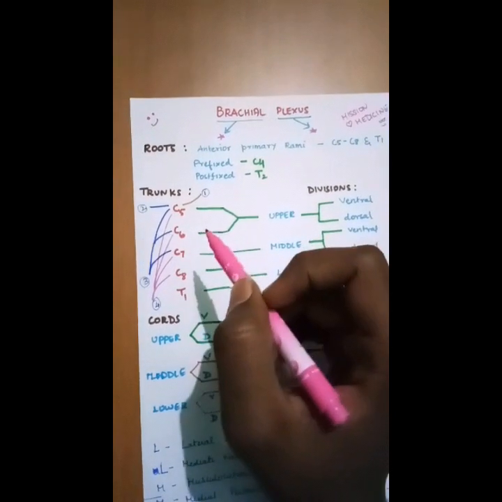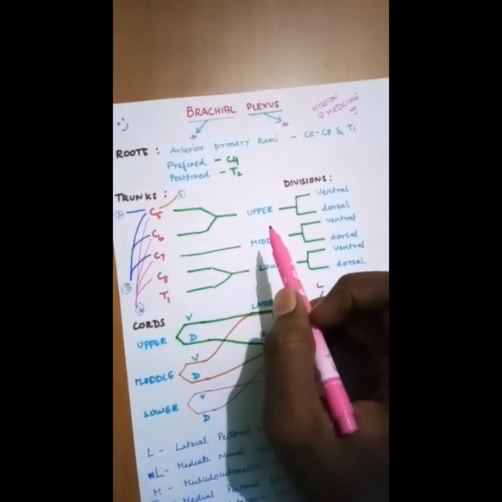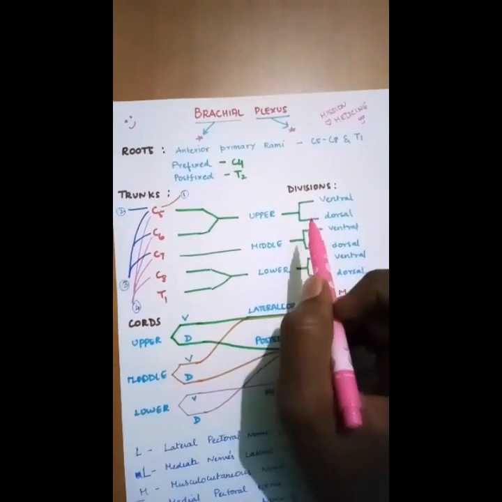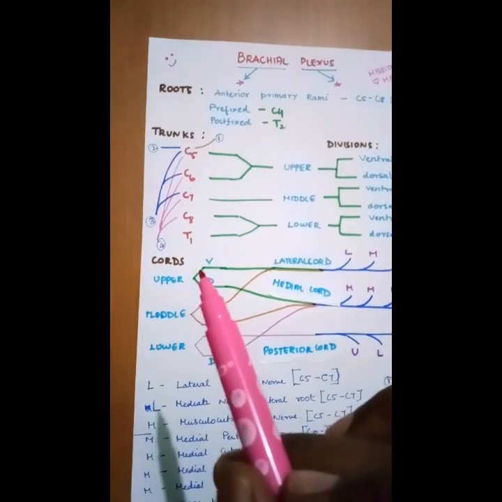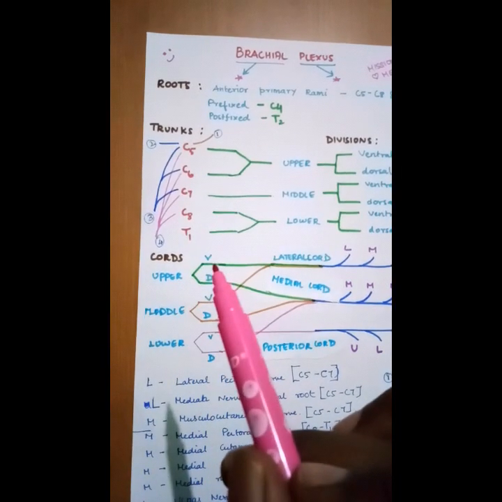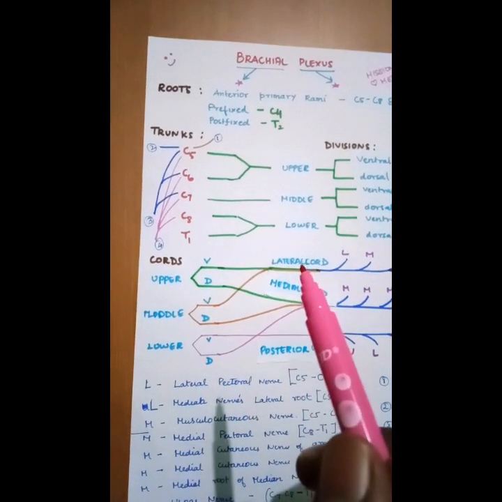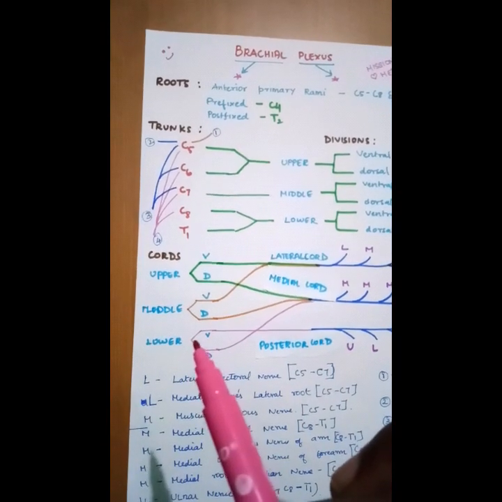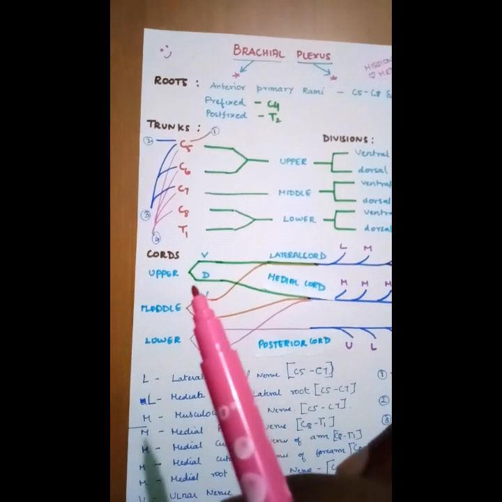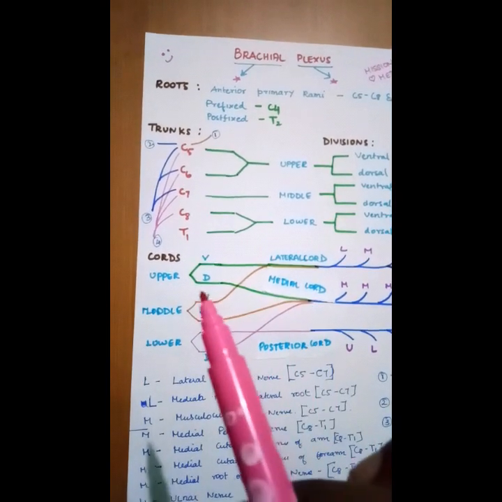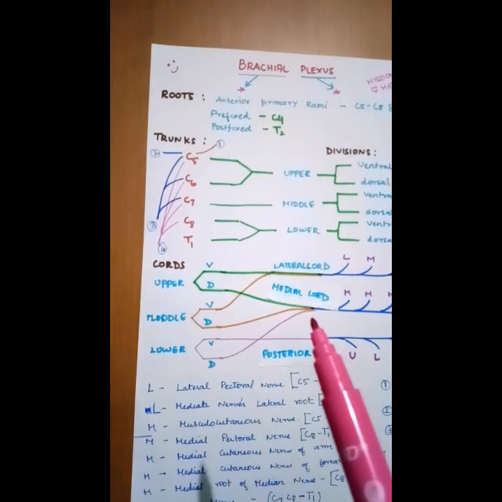Now, these trunks are further divided into divisions. They are the ventral and dorsal divisions of each of the trunks. Let us focus on the cords. The upper trunk's ventral division and middle trunk's ventral division together form the lateral cord. The lower trunk's ventral division alone forms the posterior cord, and the medial cord is formed by all the three dorsal divisions. Let us revise it once again.